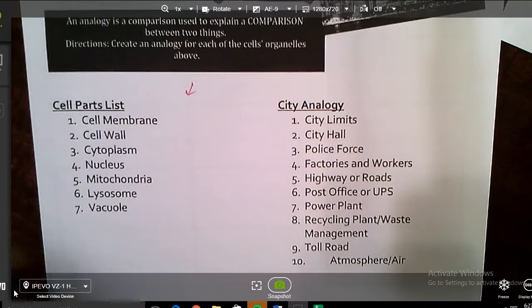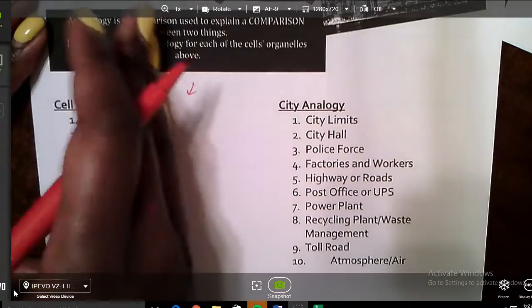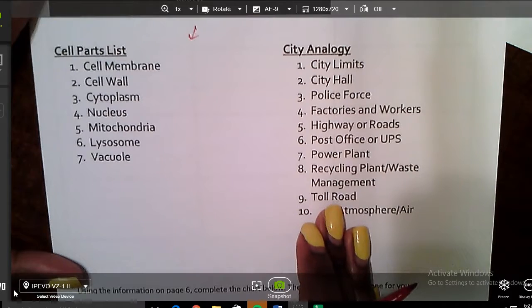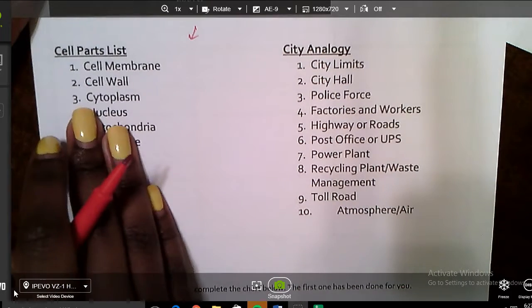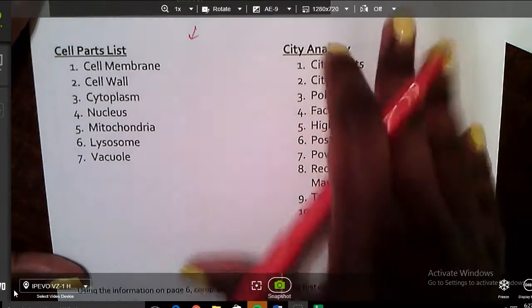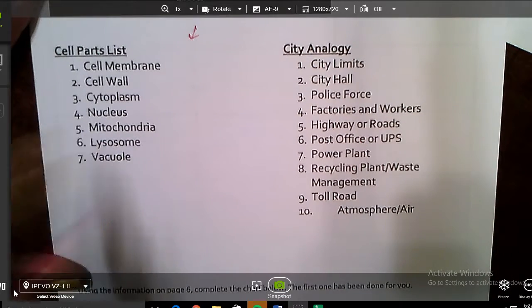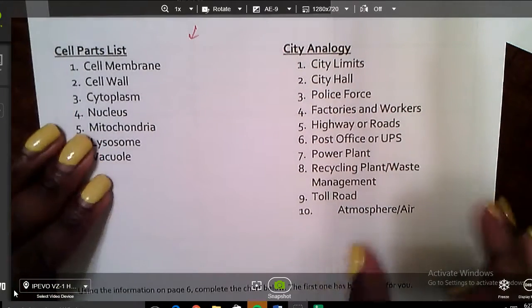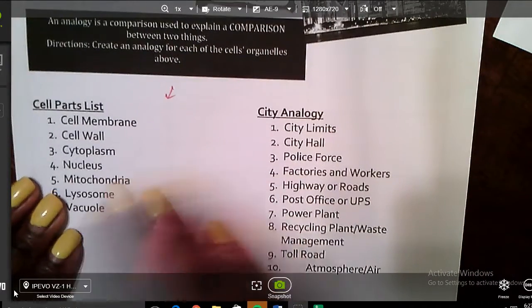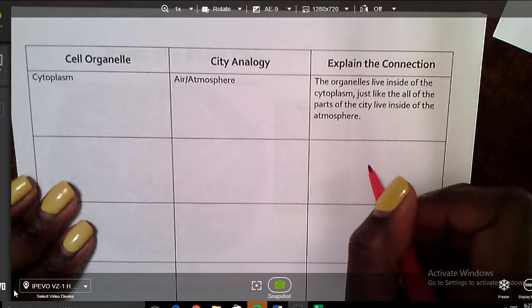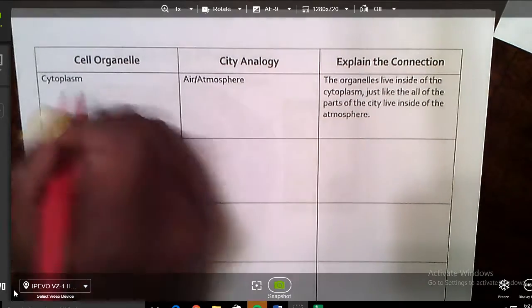What I'm asking you to do is to create an analogy to tell me these organelles we have over here, what are they most similar to in a city? Our organelles over here, what are they most similar to, or which of these city parts performs the same function in a city as these organelles do inside of a cell? Okay? Once you decide which cell parts match which city parts, you're going to go to the next page and you're going to write down the name of the organelle, the part of the city that it's most similar to, and explain the connection. So I did the first one for you, cytoplasm.